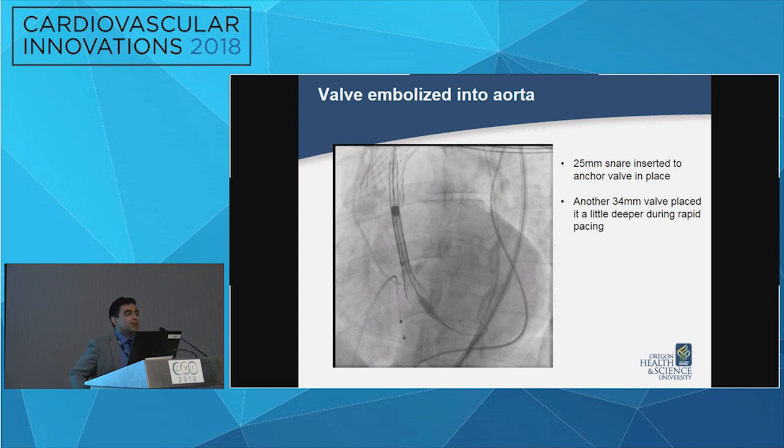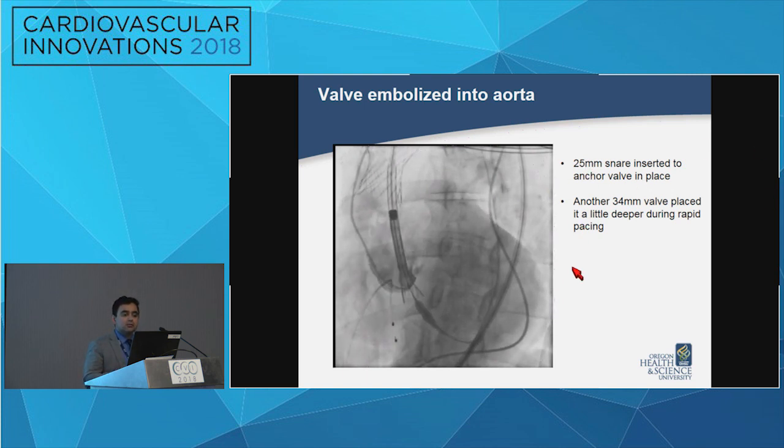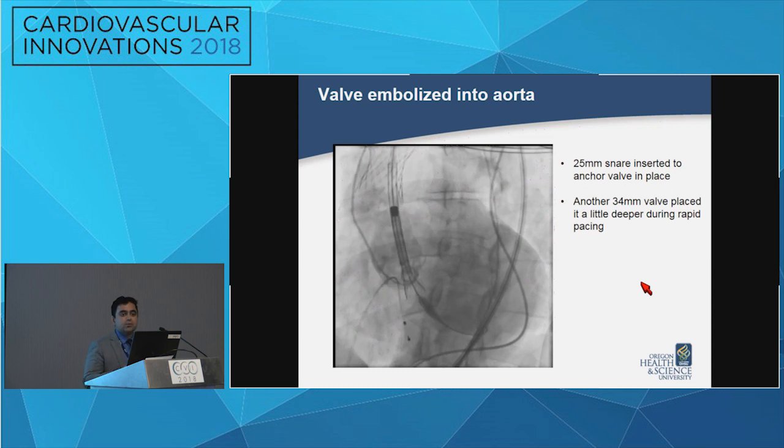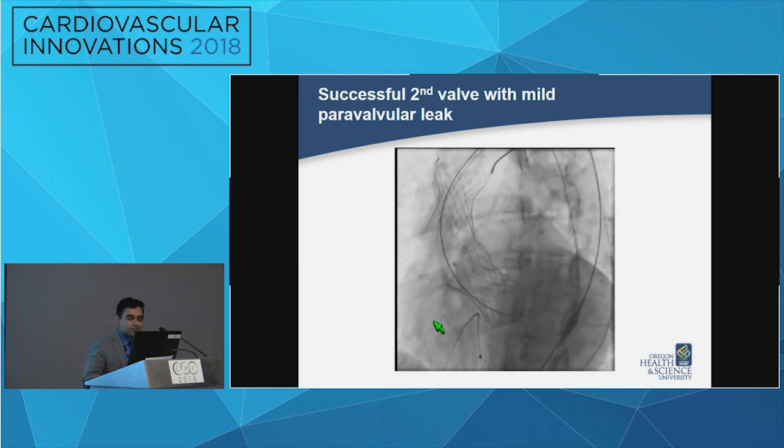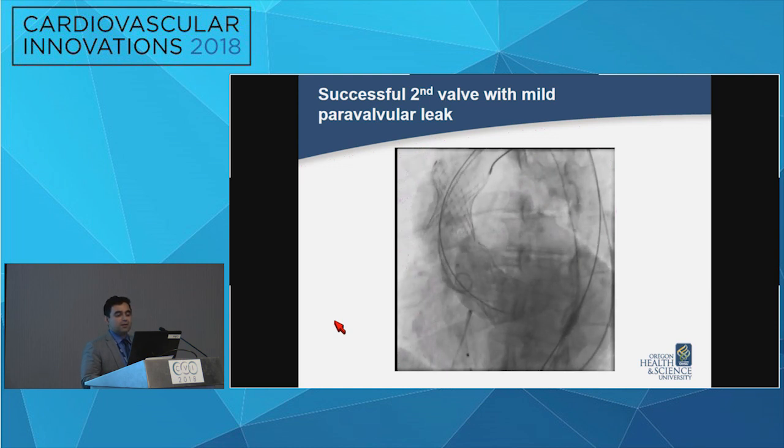So we learned from our mistakes and implanted a second valve a little bit deeper, and this time with rapid pacing too. And we used a snare, which you can see in the next shot, to anchor the first valve in place. And here's the snare there. And then this is the unsheathed second Evolut valve in position, now in the aortogram showing mild paravalvular leak.